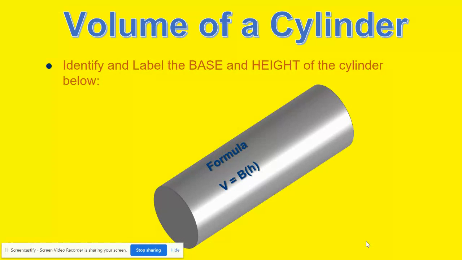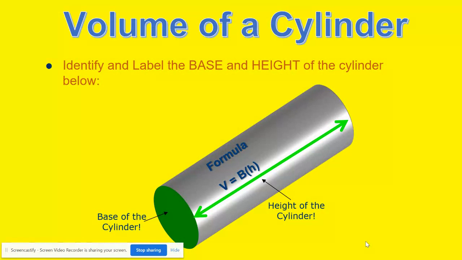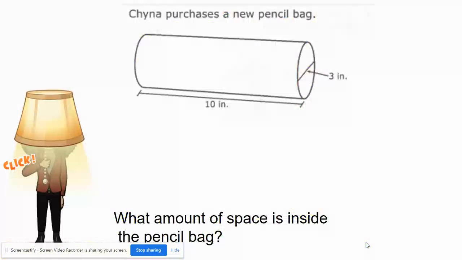So here you're asked to identify and label the base and height of the cylinder. So what shape do you think the base will be? I hope you said that it's that circle. So the base of a cylinder is a circle. Now, where would we find the height? Yes, the height is found between the two circular bases. So when we're talking about a cylinder, we need to be familiar with the height will be between the two circular bases.